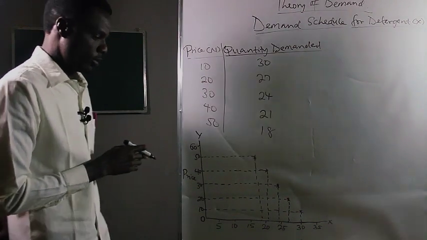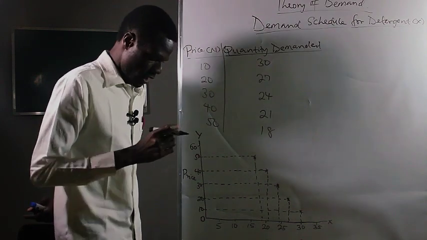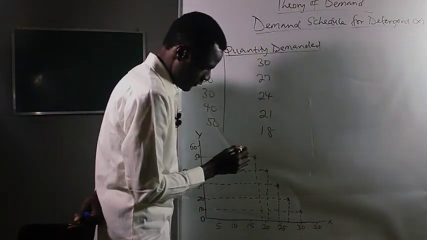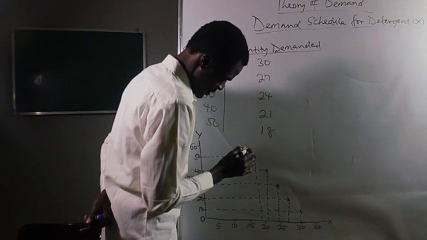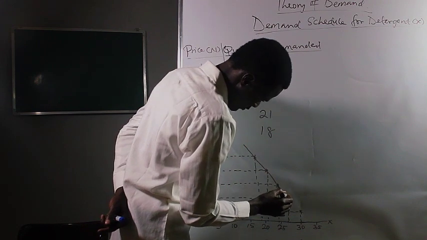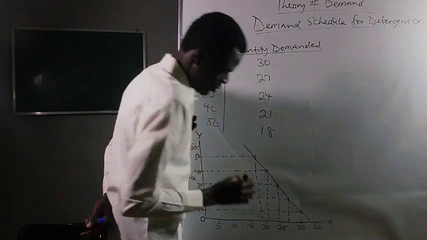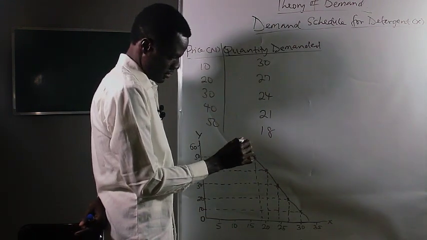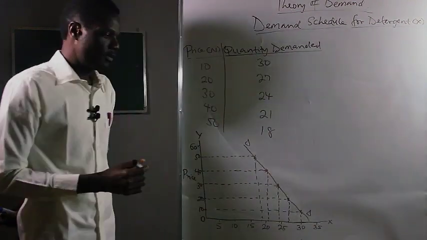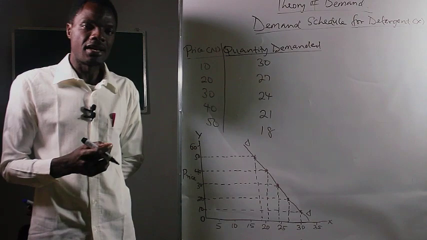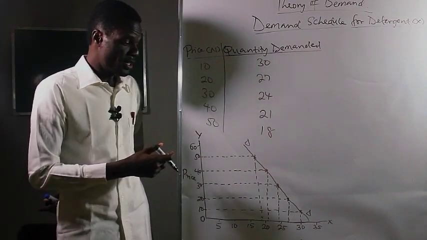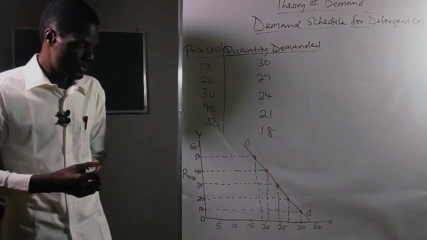Now, we have concluded tracing our price and the quantity demanded. So now, we draw the curve along these marked points. So through it, we have our demand curve. By definition, a demand curve is a graph that relates price to the quantity demanded of a good or service.